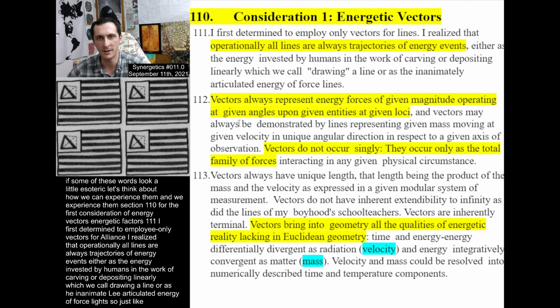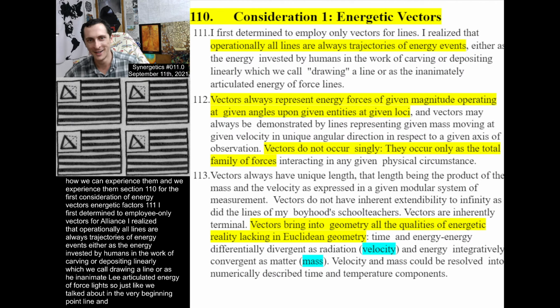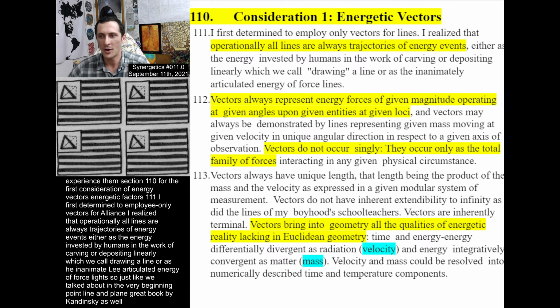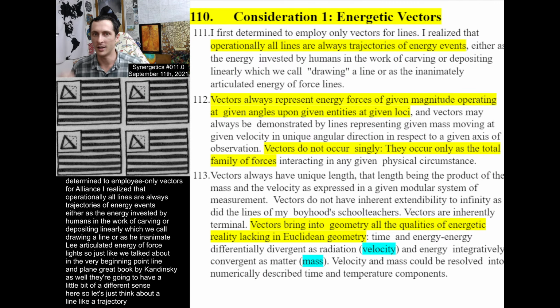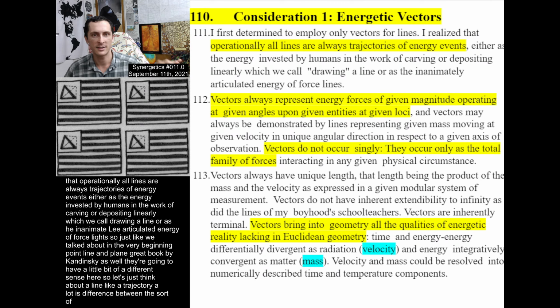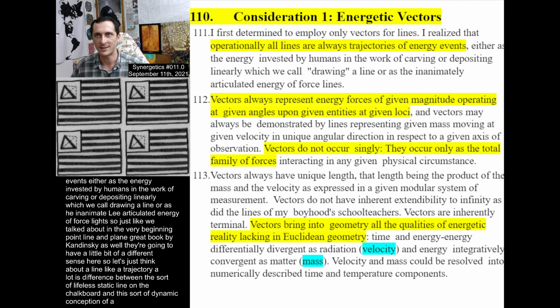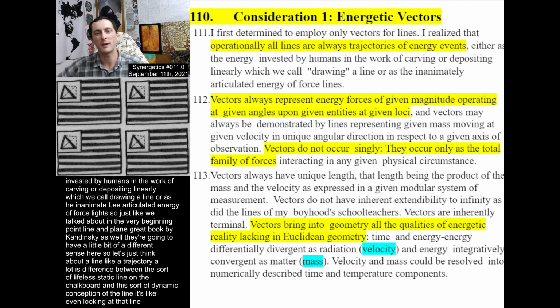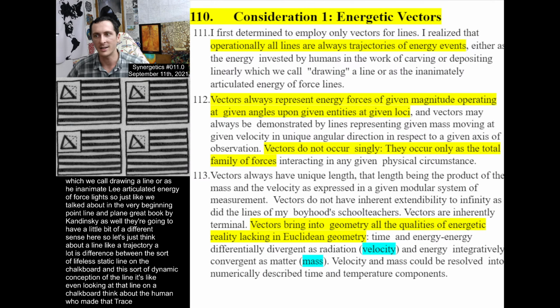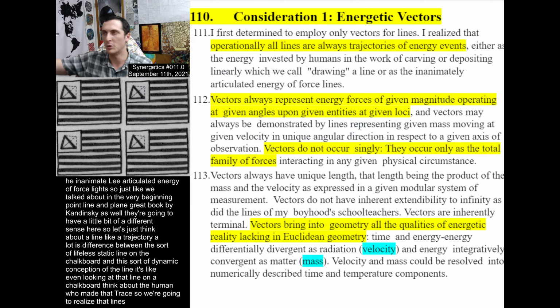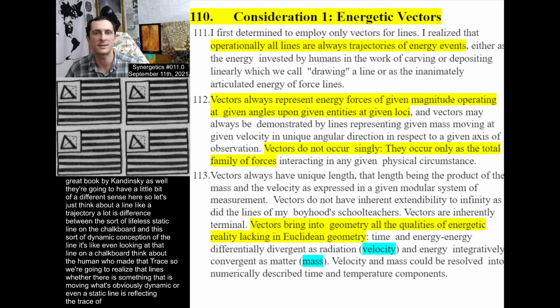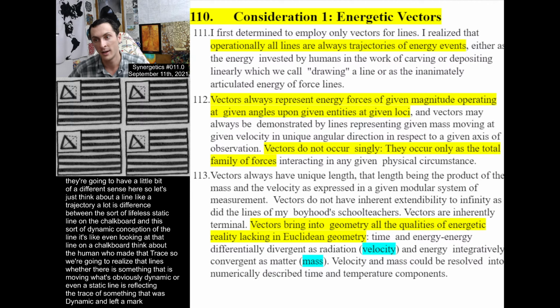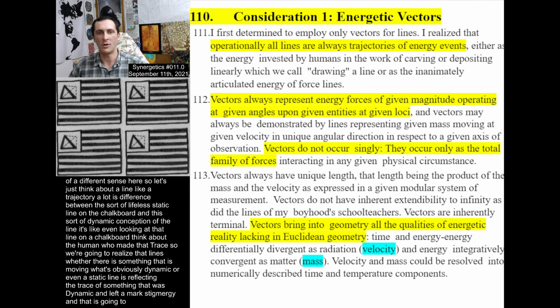So just like we talked about in the very beginning, point, line, and plane, great book by Kandinsky as well. They're going to have a little bit of a different sense here. So let's just think about a line like a trajectory. A lot is different between the sort of lifeless, static line on the chalkboard and this sort of dynamic conception of a line. Even looking at that line on the chalkboard, think about the human who made that trace. So we're going to realize that lines, whether they're something that is moving, well, it's obviously dynamic, or even a static line, is reflecting the trace of something that was dynamic and left a mark, stigmergy. And that is going to percolate through all of the rest of the thinking.